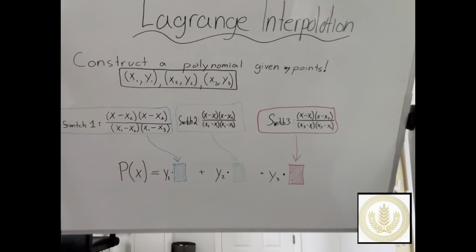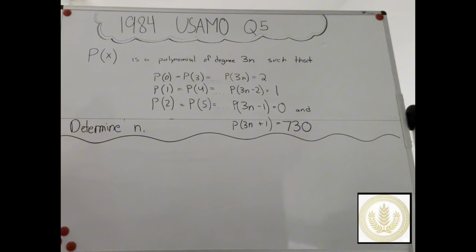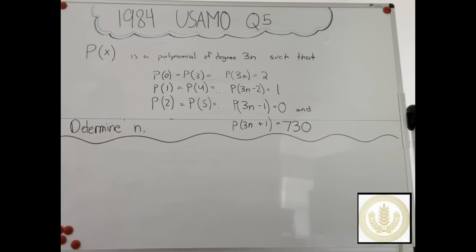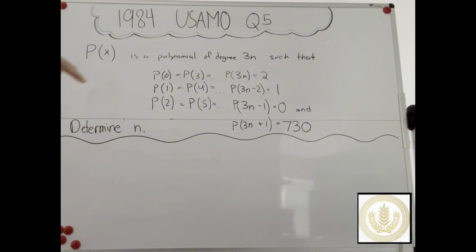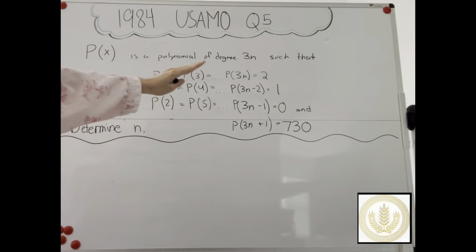So let's take a look at the 1984 USA Math Olympiad question 5. So here it's telling us that p of x is a polynomial of degree 3n such that p of 0 is equal to p of 3 is equal to p of 3n is equal to 2. And p of 1 is equal to p of 4 is equal to 1. And these are equal to 0.